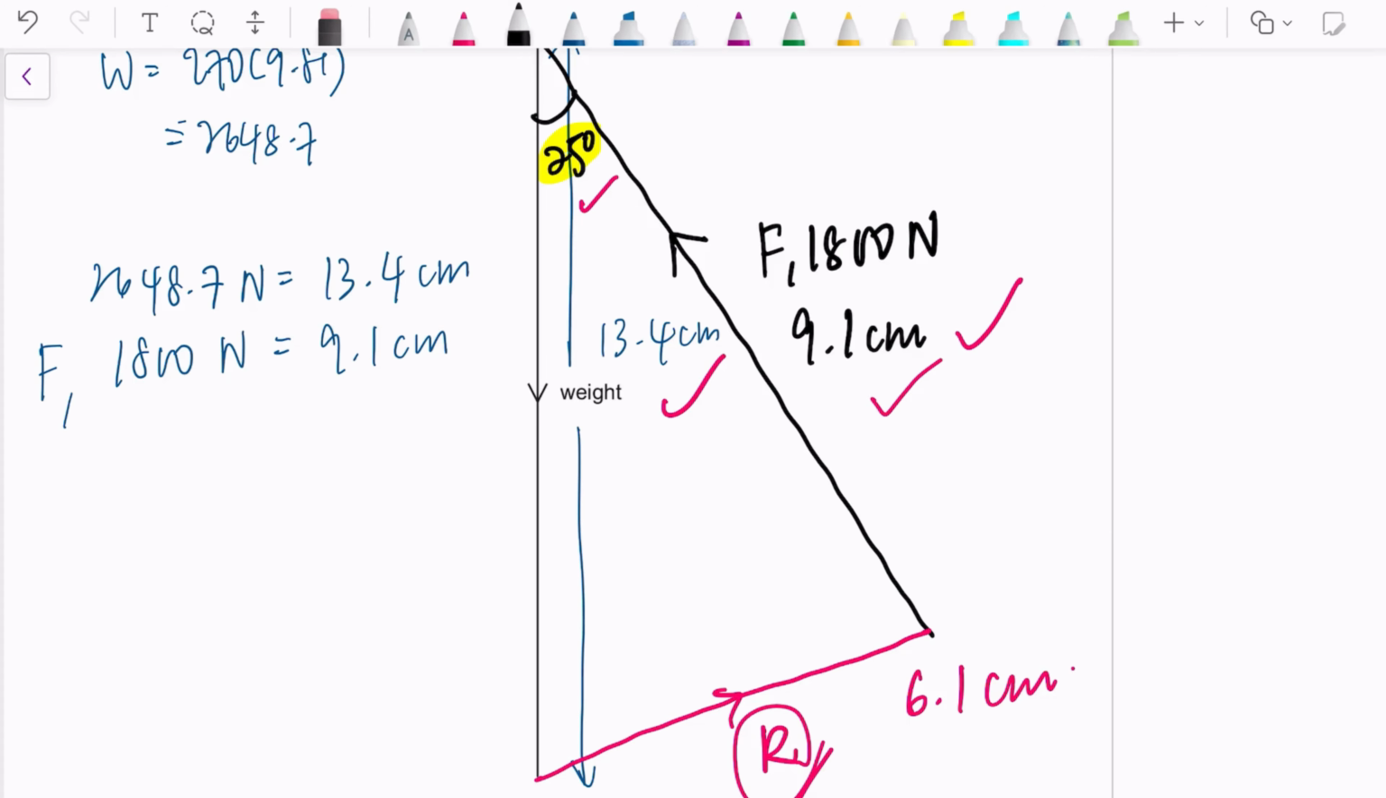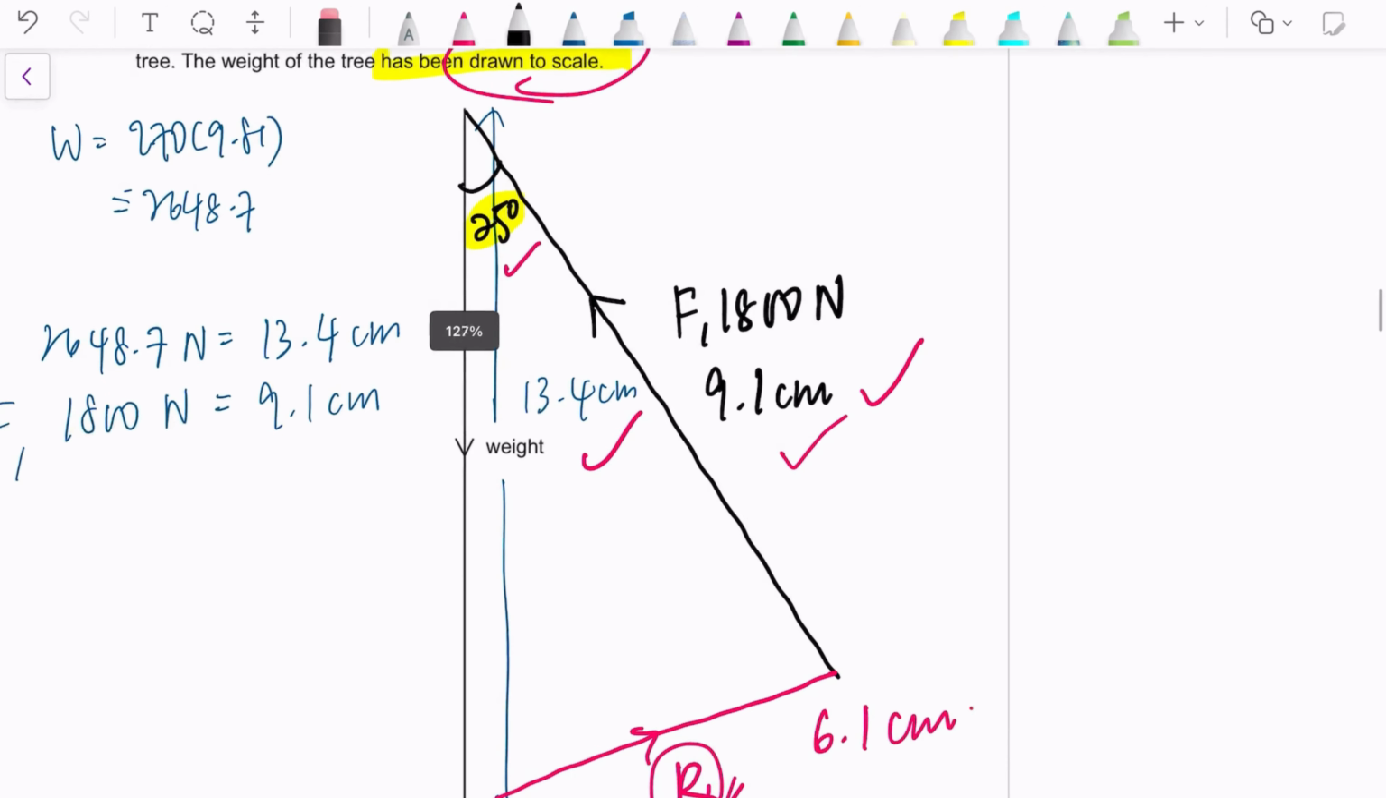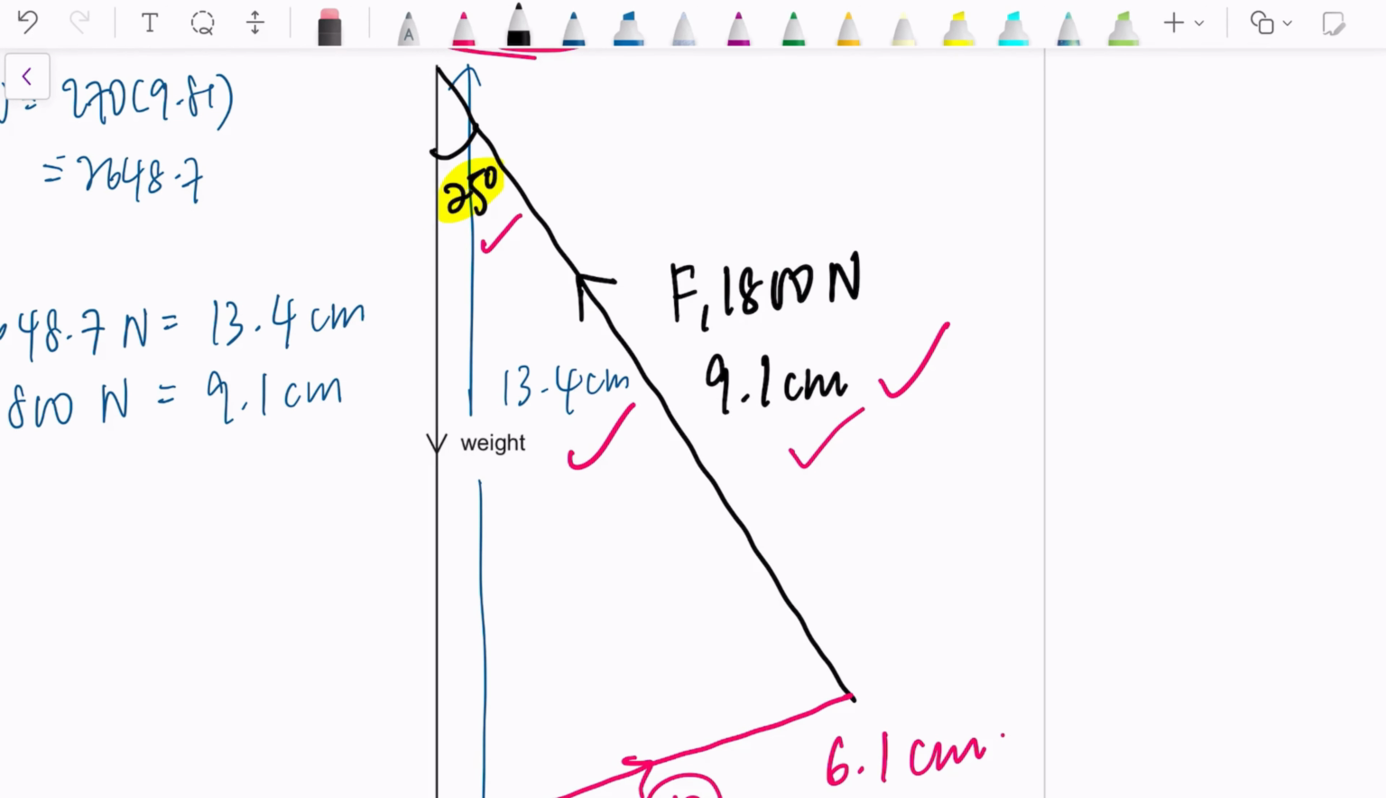So as long as you read your value properly on your ruler, you are good to go. Because I'm not using a ruler here, I just have to roughly draw it. But when you're doing it on paper, make sure you get it accurately. Okay.